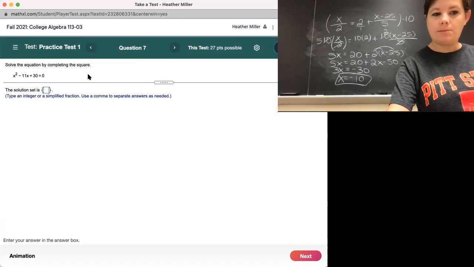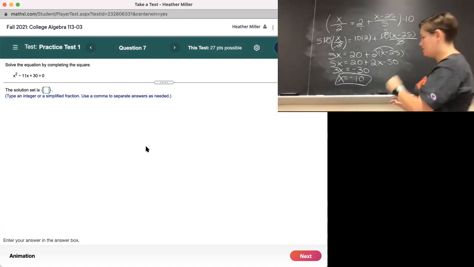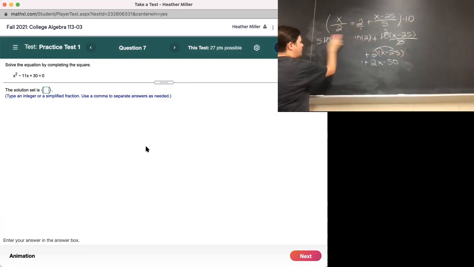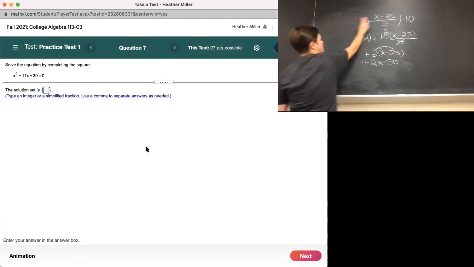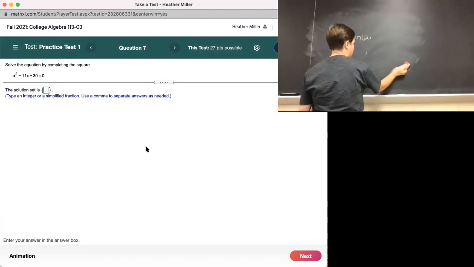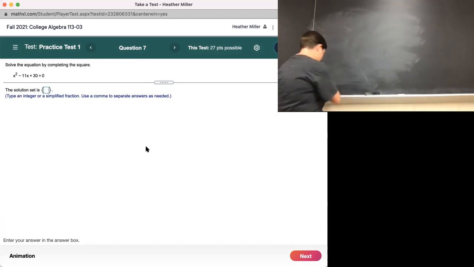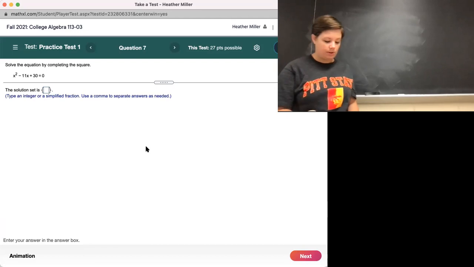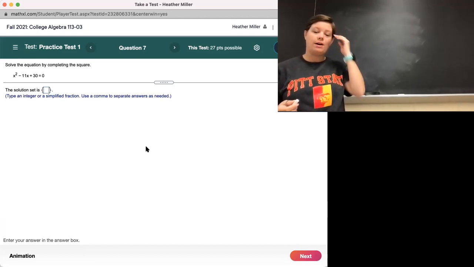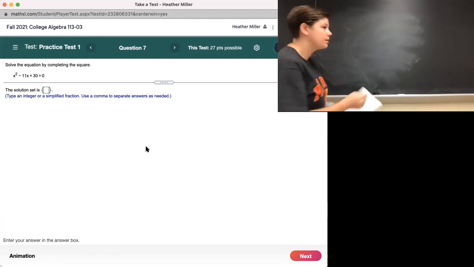Solve the equation by completing the square. So completing the square is important. It's in 1.5. I will say on this specific problem, I didn't like that they required completing the square because it's much easier just to complete it by factoring. However, I don't always get to pick that. So we will use completing the square so that you see the process, because you will have to complete the square on the midterm and the final exam.